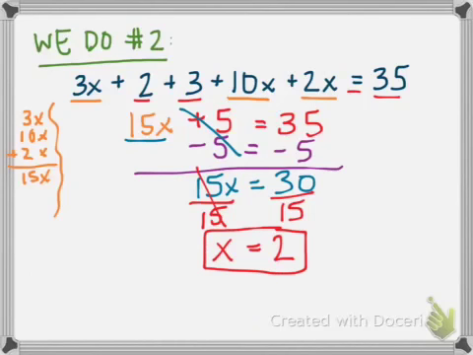So x equals 2. If I do a quick mental math check and I plug in 2 into this equation wherever I see x, this should be a true equation. So let's do mental math. 15 times 2 I know is 30 plus 5 equals 35. So this is a true equation, so I know x does equal 2.